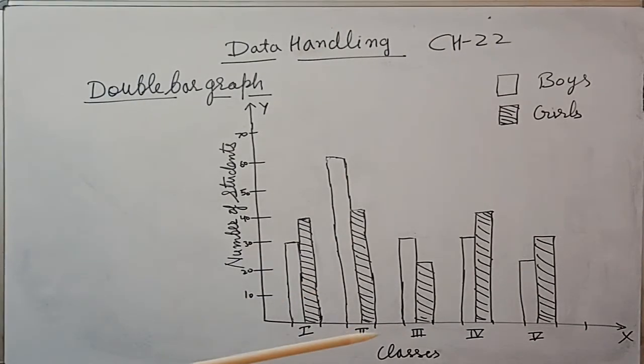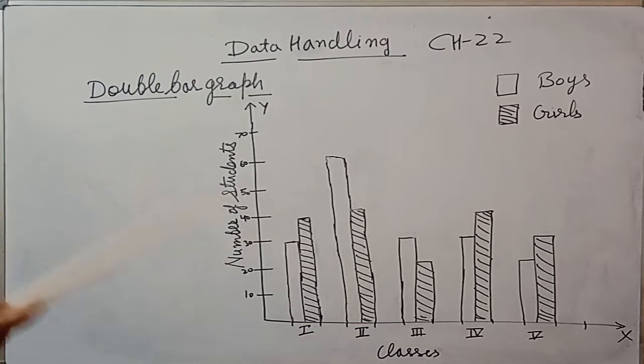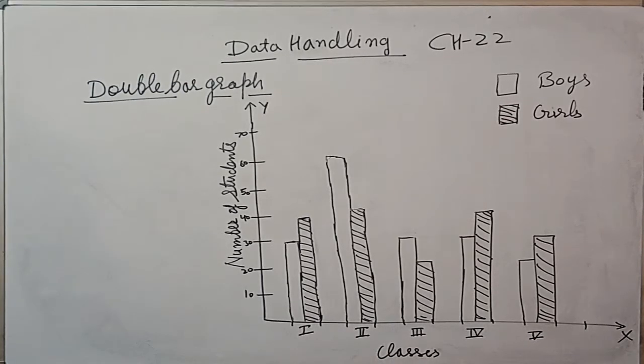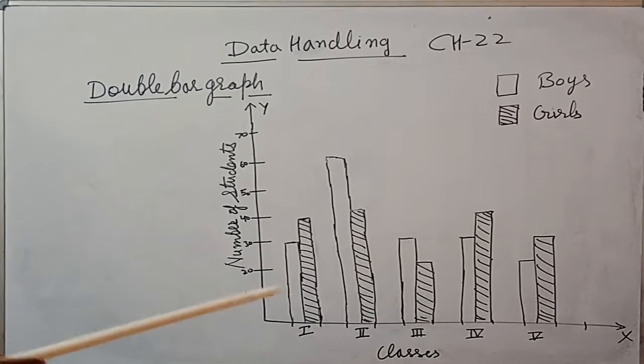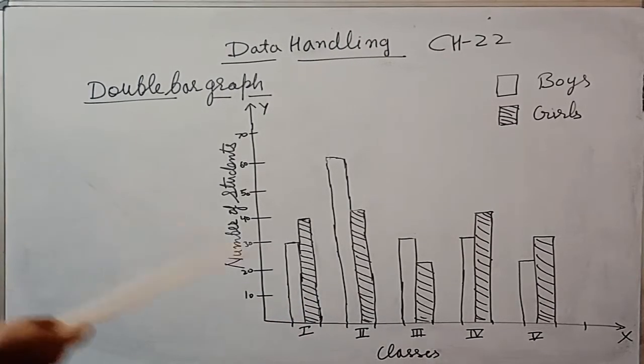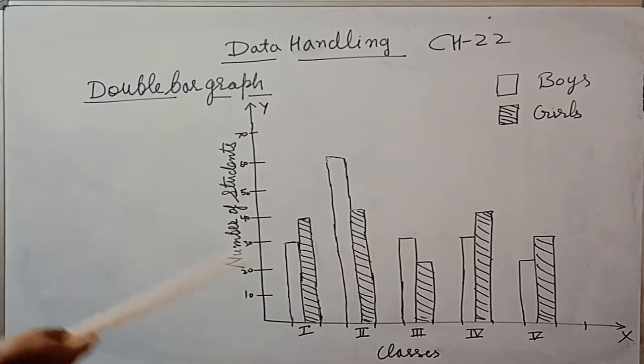So with the help of the double bar graph, we can compare any two things. With the help of this double bar graph, you can make a double bar graph if a sum of this type is given in your exercise 22b. In that manner you will do the sum and make a double bar graph.